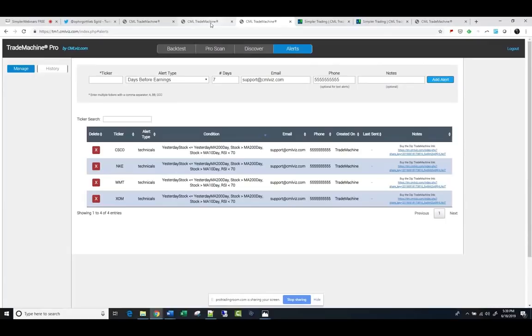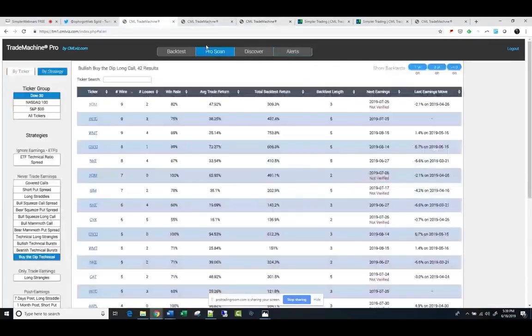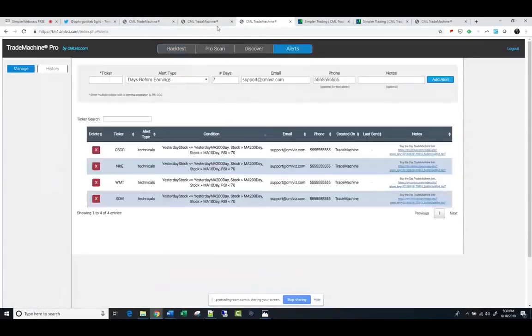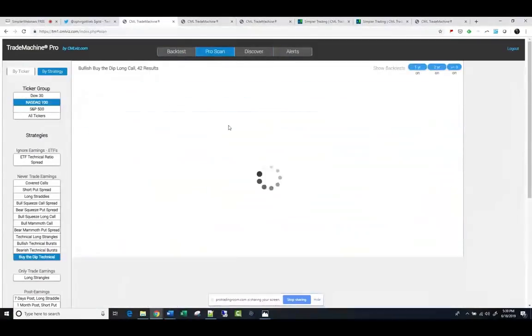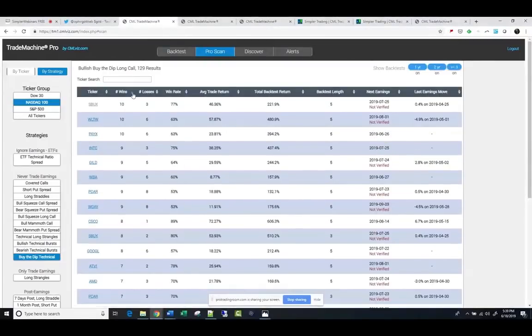Okay, all of my tabs are still open, right? So this is the scan tab, this is the backtest tab, this is the alerts tab. I'm going to go now and do this for the NASDAQ 100. I mean, I love trading the tech stocks, right? So same process, sort by wins.